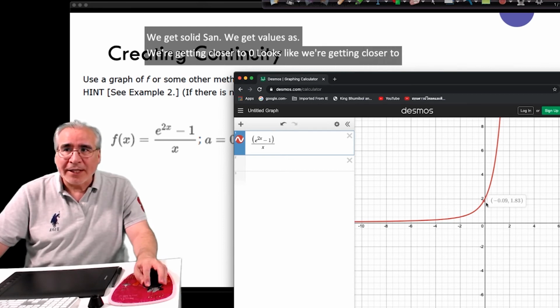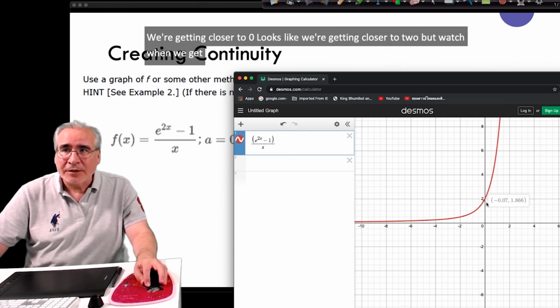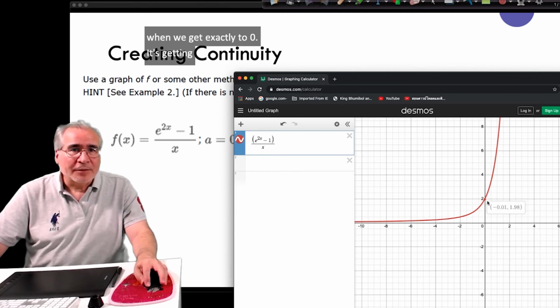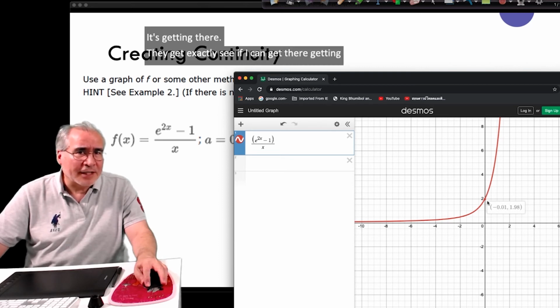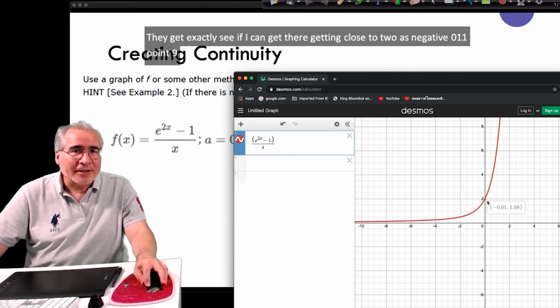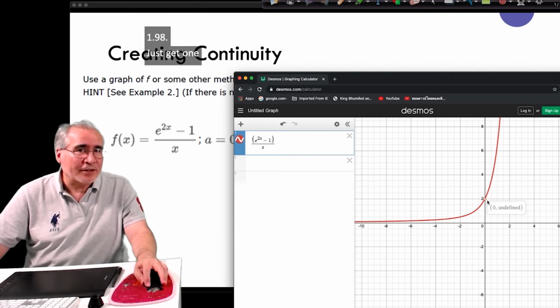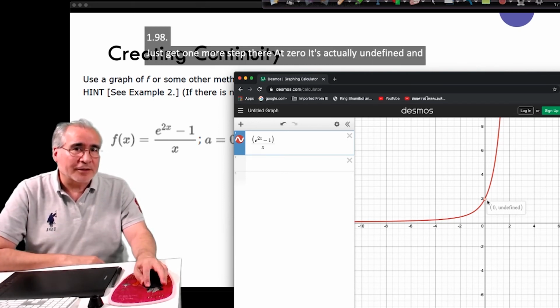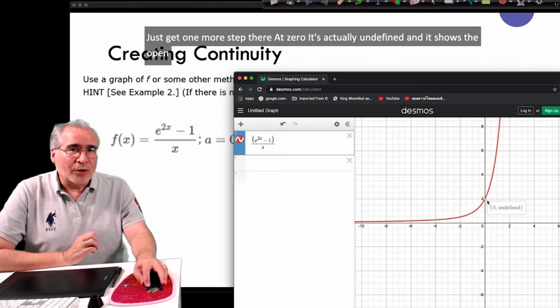But watch, when we get exactly to 0, see, it's getting there. Getting close to 2 is negative 0.01, 1.98. If I can just get one more step there. At 0, it's actually undefined, and it shows the open circle. Okay, so there's a hole in this graph.